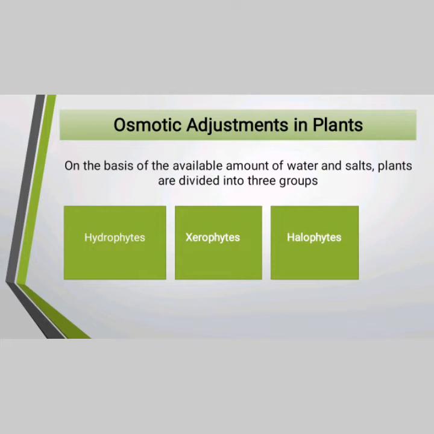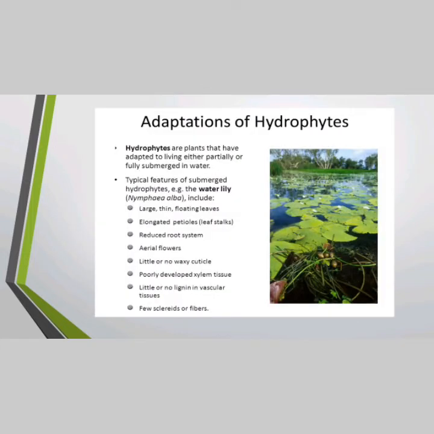Our next topic is osmotic adjustments in plants. On the basis of available amount of water and salts, plants are divided into three main categories. First one is hydrophytes, xerophytes and mesophytes. As the name is indicating, hydro means water and phyte means plants. These plants belong to water. Hydrophytes are the plants which live completely or partially submerged in fresh water.